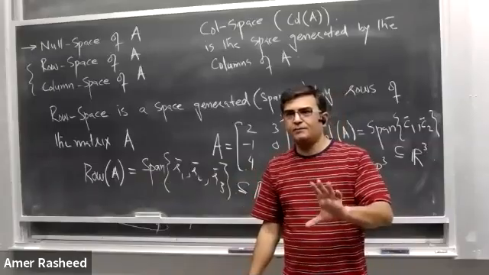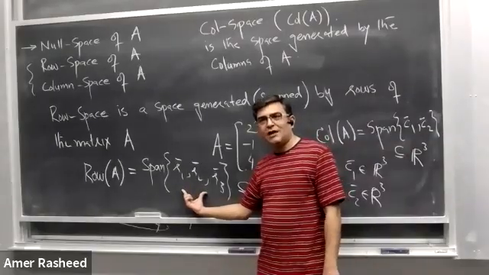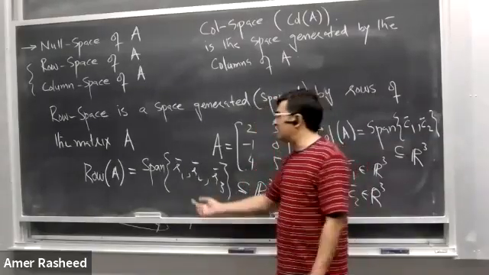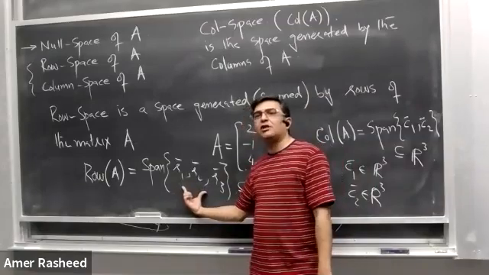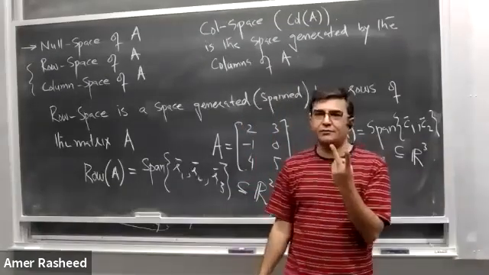I hope you get it. Still we are not sure that this is a basis set. It is possible that the basis set contains only two row vectors. It is possible.